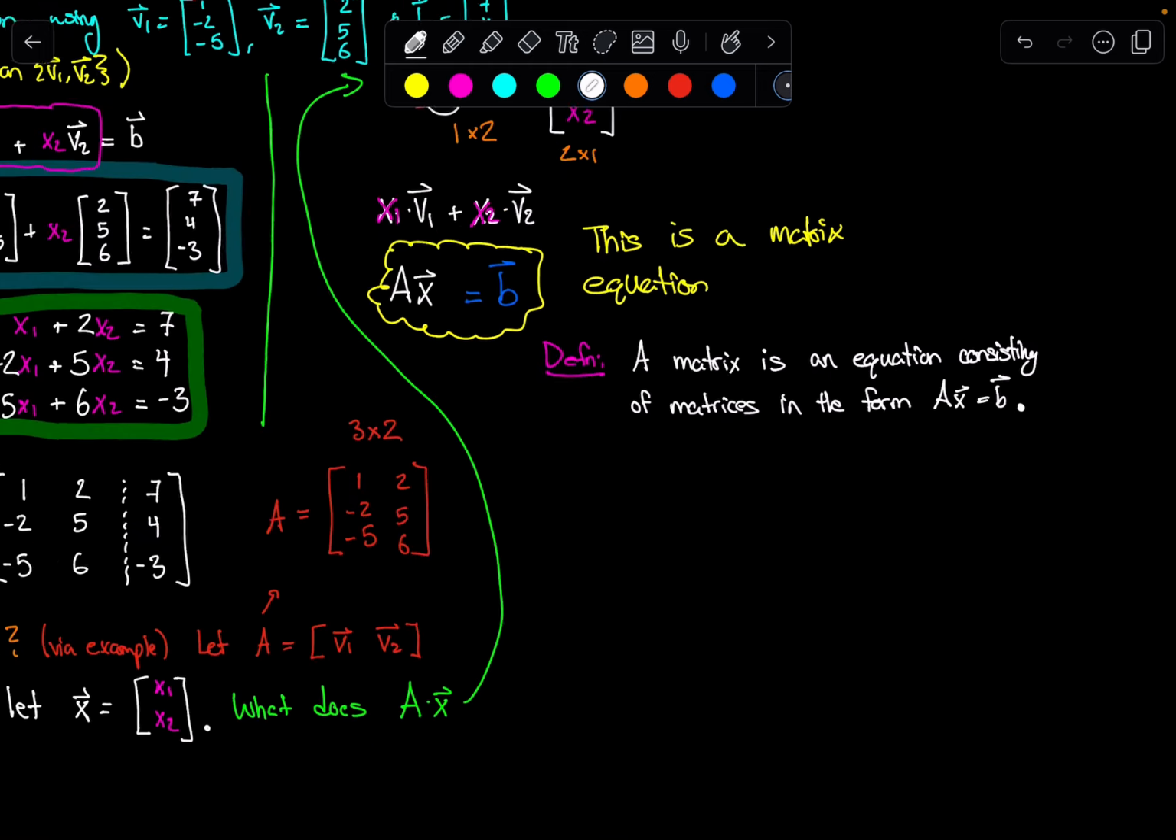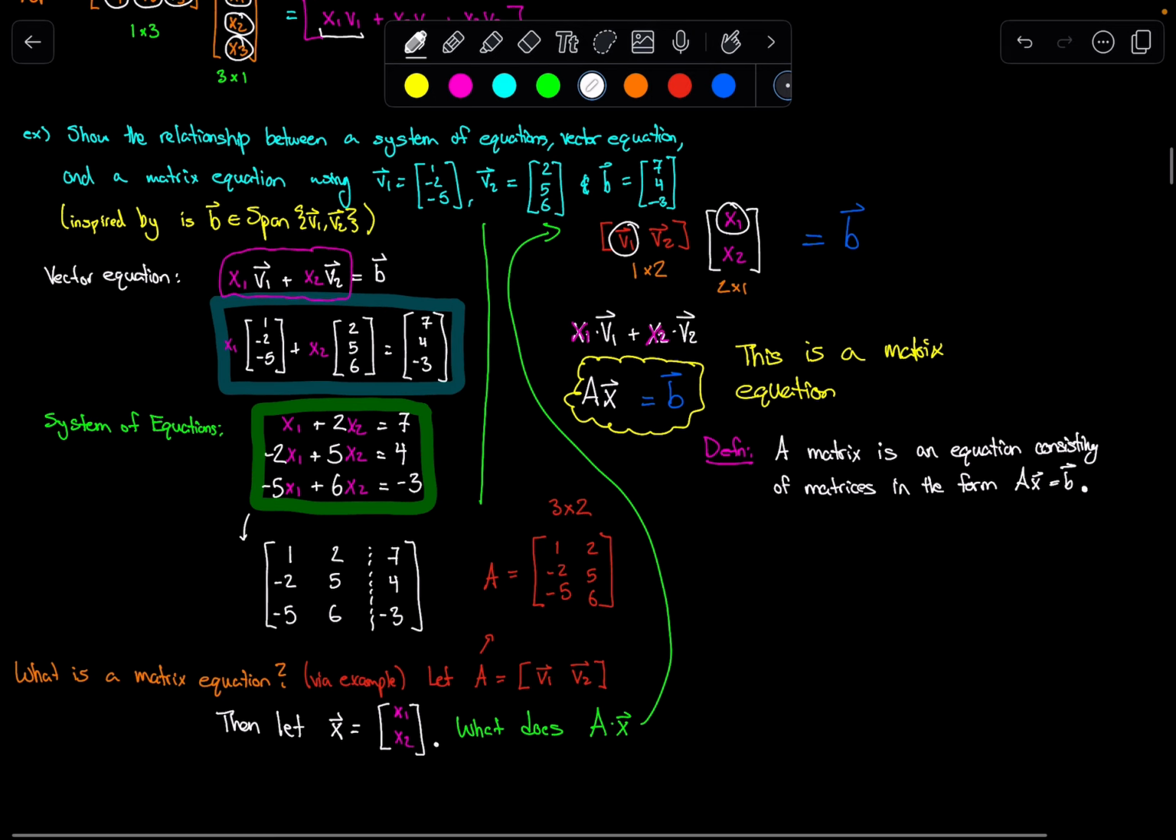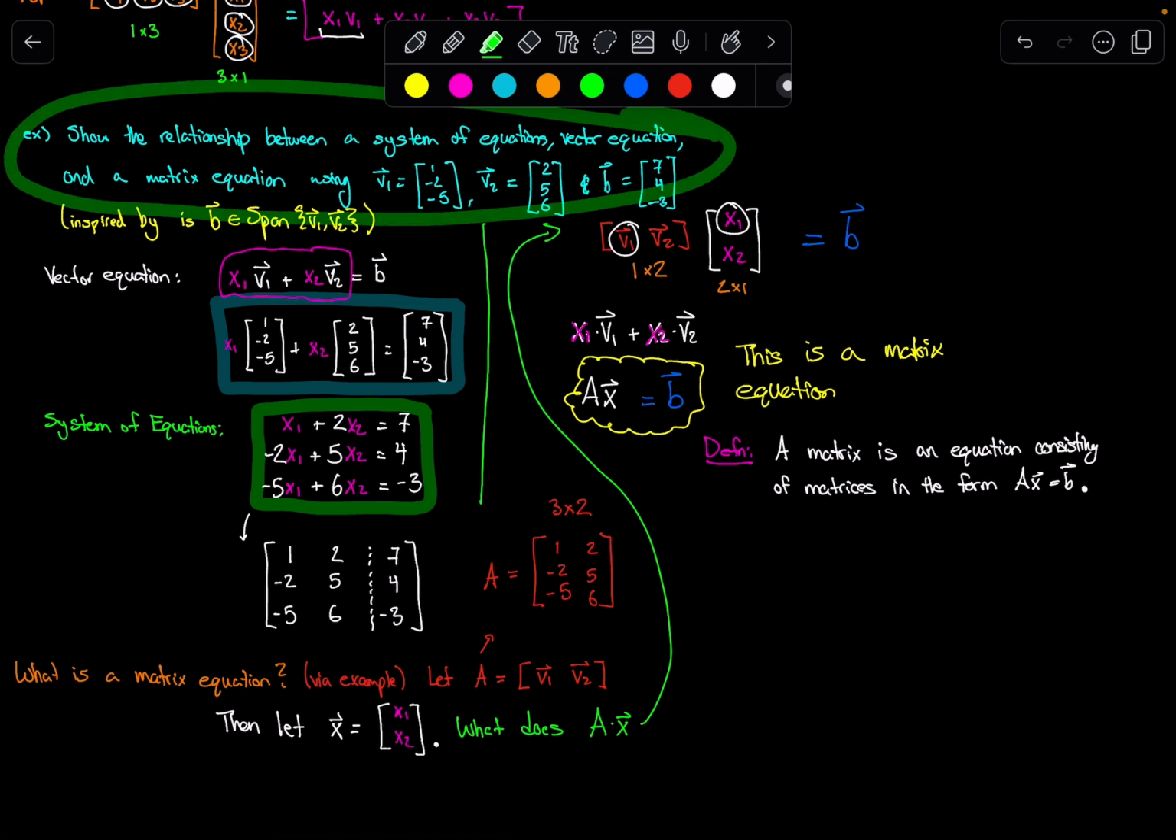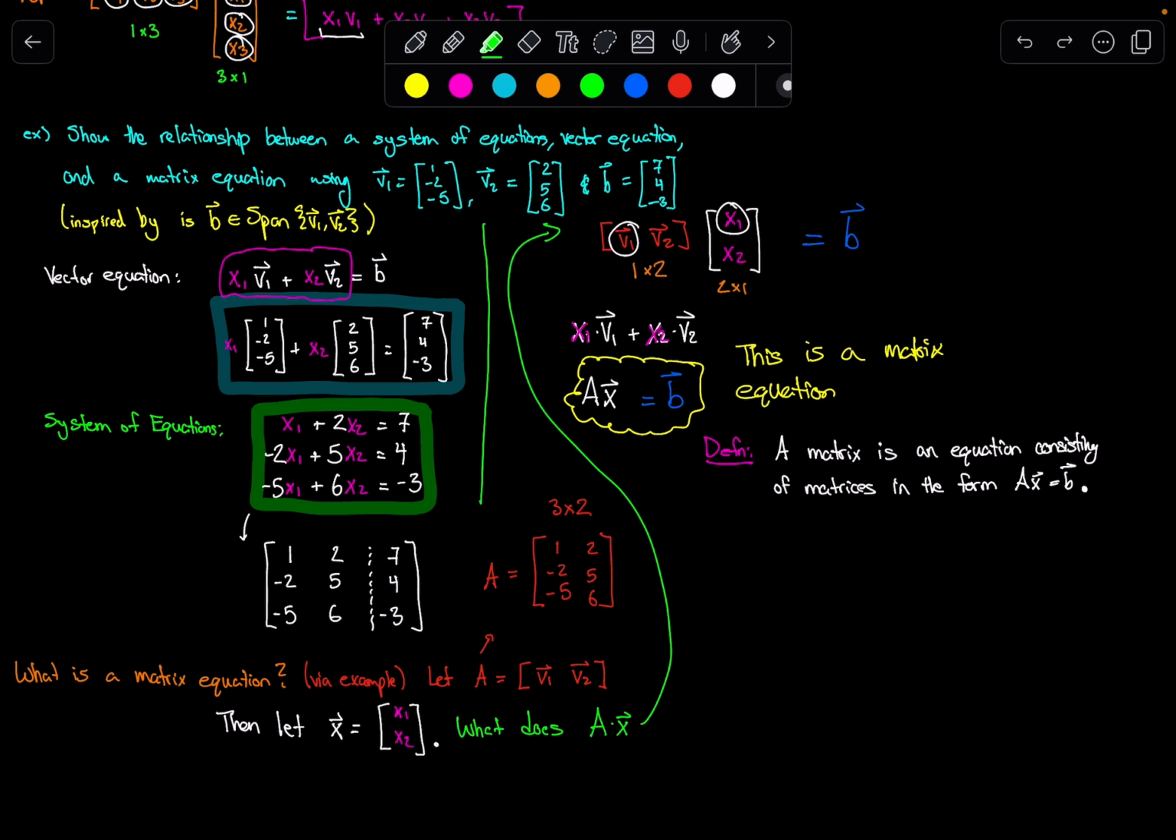Okay, so how does this relate to everything we did? Let's zoom back. Let's go back to the original question. Show the relationship between a system of equations, a vector equation, and a matrix equation using those. So at the start, we had a vector equation. We said, oh, this is an easy place to start right here. That's a vector equation. We also saw that if I had given you this system of equations to start with, which I didn't, I gave you vectors to start with, both the vector equation and the system of equations end up looking like this matrix right here. That's what they end up looking like.